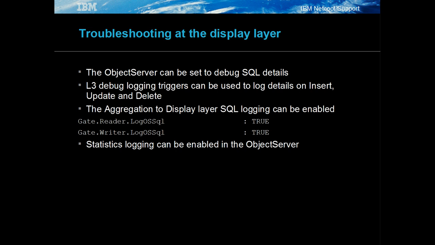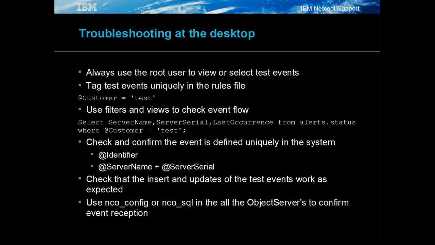To track events from the collection layer upwards, try creating a typical lost event with an easily found tag. For example, set the customer field equal to test. When searching for the event, use the server name and server serial. Check and string compare the event's identifier.